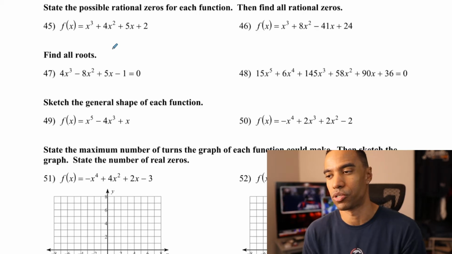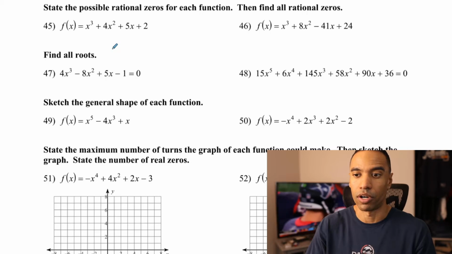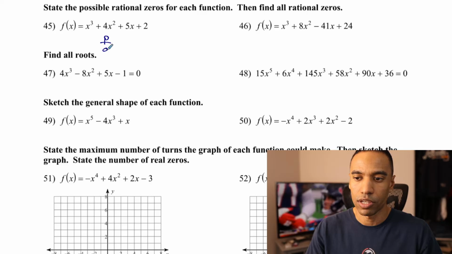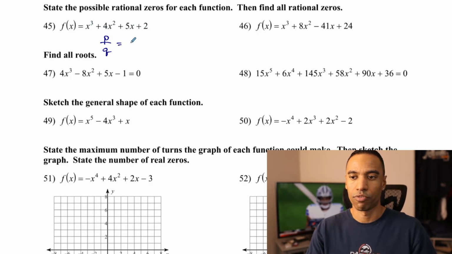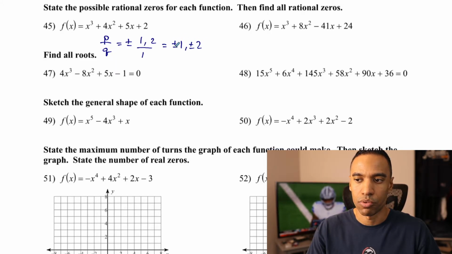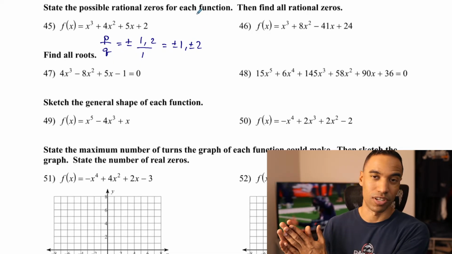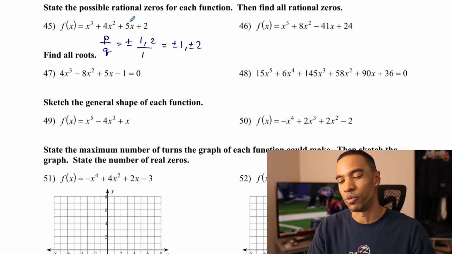All right, state the possible rational zeros, then find all rational zeros. So this is the rational root theorem. This goes to my P over Q talk that I did earlier. P's over Q's are factors of the constant over factors of the leading term in standard form. So plus or minus factors of the constant, 1 and 2, factors of the leading term, 1. So 1 divided by 1 and 1 divided by 2. These are the 4 possible ones here. Now, I'll mention the positive ones aren't actually possible because these are all positives. That means your only roots will be negative.